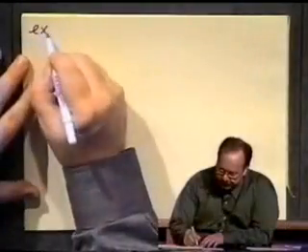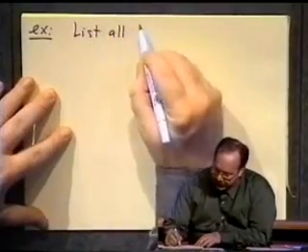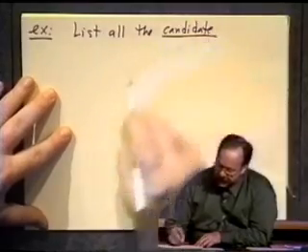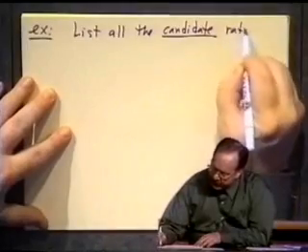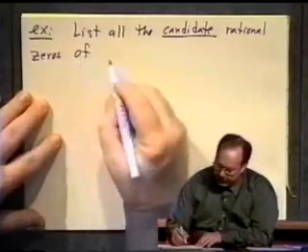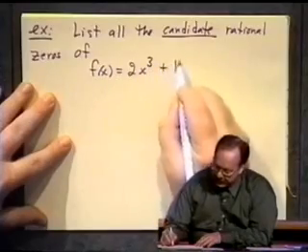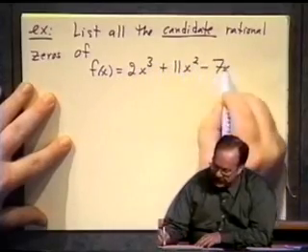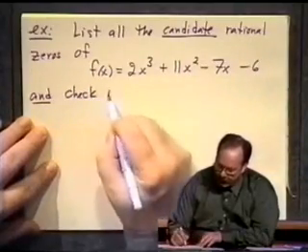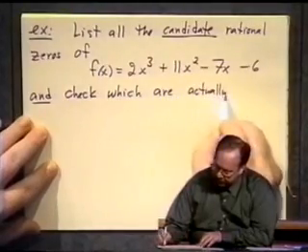So here's my example. List all the candidate rational zeros, you can call them proposed zeros or possible zeros, of the following: f of x equals 2x cubed plus 11x squared minus 7x minus 6. And when you're done with that, check which are actually zeros.